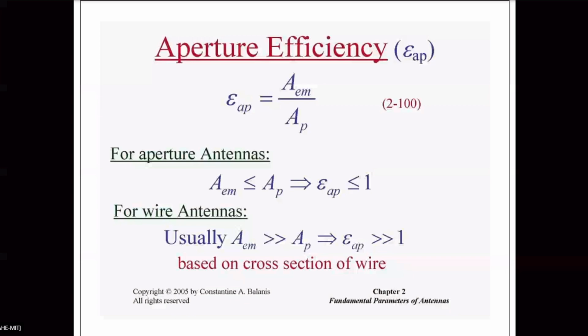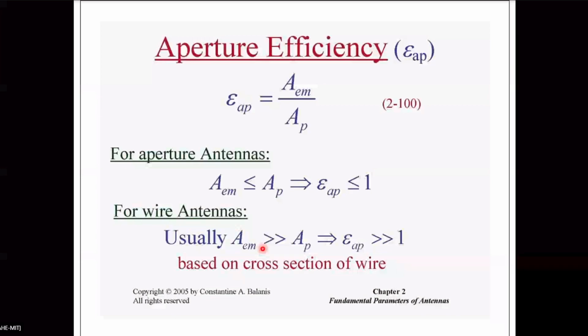Aperture efficiency, I think it's not given in this slide, okay. Aperture efficiency is AEM by AP. What is AP? AP is the physical aperture, the area got by the physical dimensions of the antenna. The aperture efficiency is EAP, AEM by AP. AEM is less than AP. So EAP is always less than or equal to 1 for aperture antennas. For aperture antennas, AEM is less than or equal to AP.